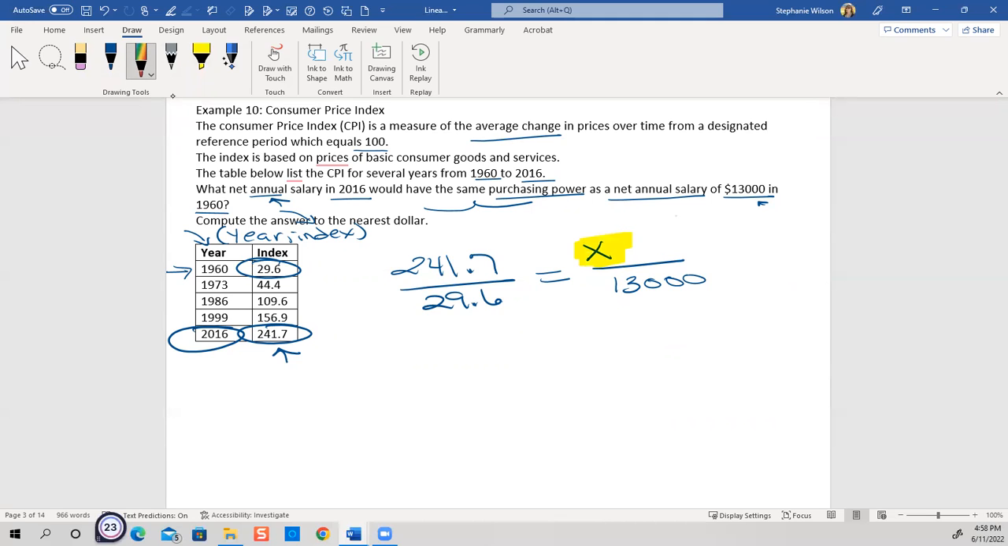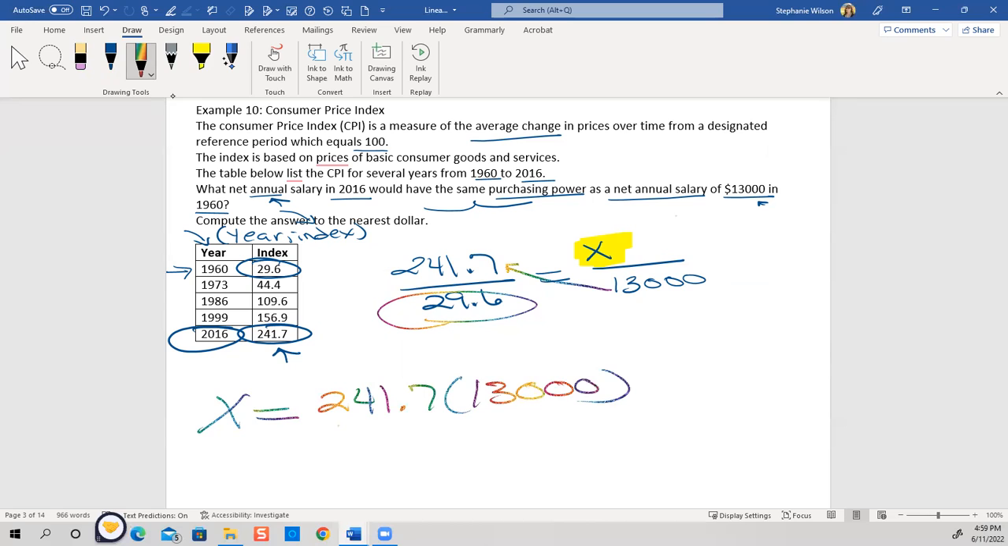Since it's got this equal sign going on here, I can do cross multiplication, right? Just bring what's in the denominator here over to the other side of the equal sign in the numerator. I would do the same here, but there's no reason. X is already on top, so we're going to leave it alone. I'm just going to rewrite it where X is equal to 241.7 times that 13,000 divided by 29.6. So let's just double check. Always reduce if you can. Definitely multiply. Make sure you watch your zeros. You have the right amount of zeros.